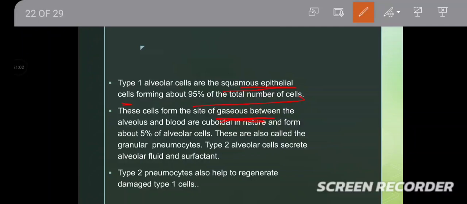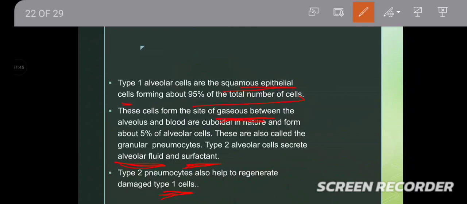Now, the other type, the type 2 pneumocytes, form the remainder of the 5% of the alveolar cells. Their main function is to do what? Secrete surfactant and alveolar fluid. They also help to regenerate the damaged type 1 cells. If the type 1 cells are damaged, they can be replaced by the type 2 cells, because they still have the capacity to differentiate into type 1 pneumocytes.